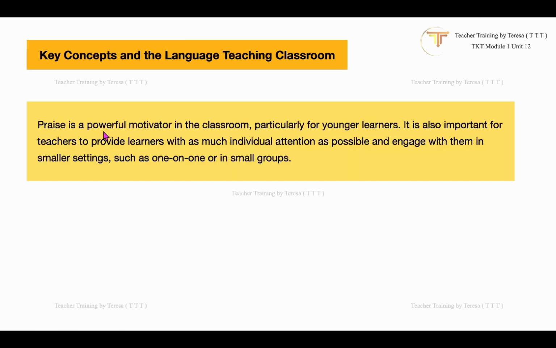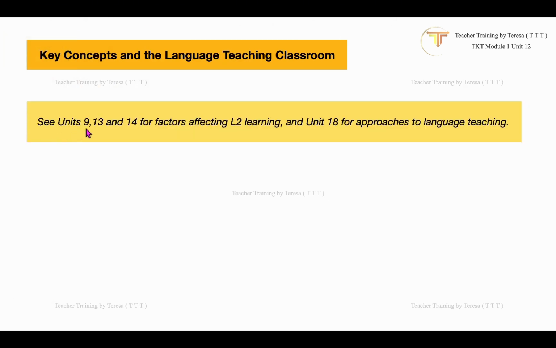Praise is a powerful motivator in the classroom, particularly for younger learners. It is also important for teachers to provide learners with as much individual attention as possible and engage with them in smaller settings, such as one-on-one or in small groups. See Units 9, 13, and 14 for factors affecting L2 learning, and Unit 18 for approaches to language teaching.